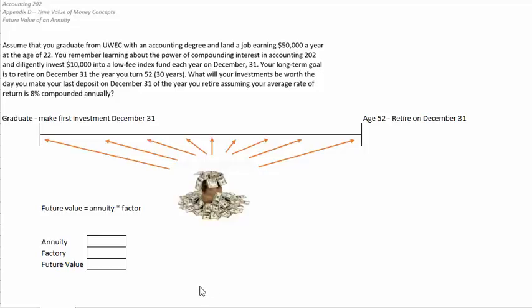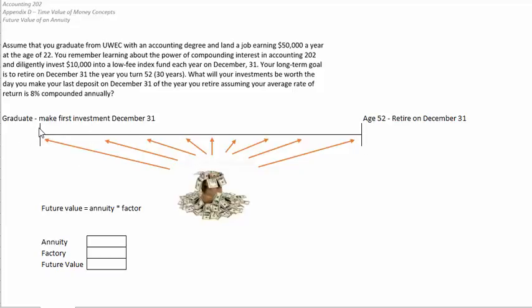In this video I'll walk you through the problem that asks you to calculate a future value amount, assuming there are periodic payments made over the life of this investment, which is a future value of an annuity problem. And so you've read through the problem hopefully, and I've summarized it here visually for you. It says you graduate right here, and I've got a timeline, and you're going to retire at age 52.